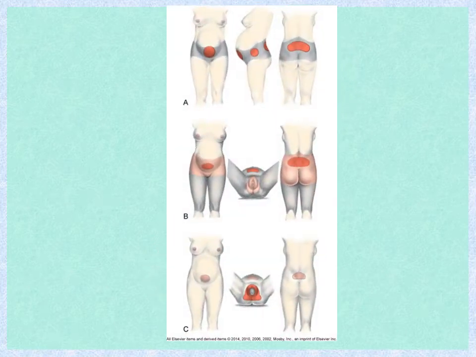This slide shows the distribution of pain during each stage of labor. A is during the first stage of labor. B is during the second stage of labor. C is the third stage of labor.